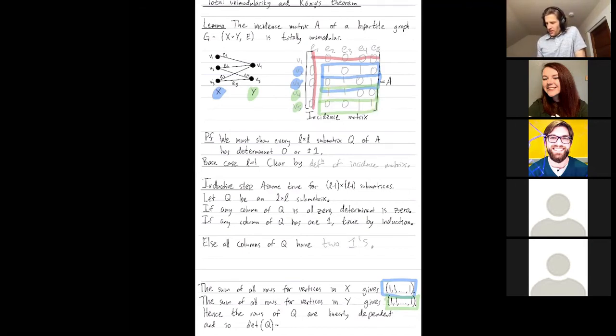So I found disjoint rows that both sum to the same vector. That means that my rows are linearly dependent, right? I could take a non-trivial linear combination of the rows and get the 0 vector. And since my rows are linearly dependent, therefore the determinant of the square matrix is 0.